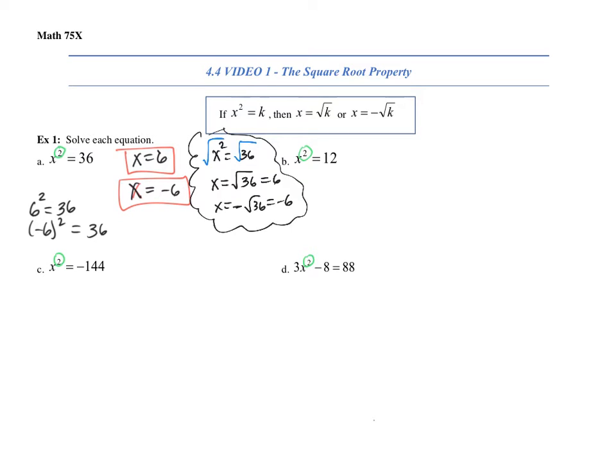So on this next one, I've got the square root of 12, that's the first one, and then the negative square root of 12. And then we'll just plug that into our calculator and get approximately what that is. Let's see, square root of 12. I'm going to round that to the nearest hundredth. So 3.46 and negative 3.46.